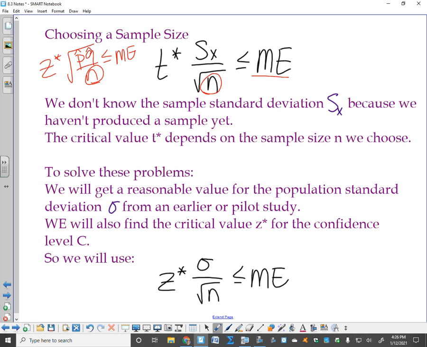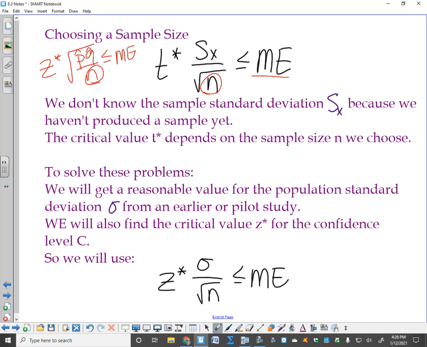We don't know the sample standard deviation because we haven't produced a sample yet. Okay, so let's look at that again. We don't know the sample standard deviation because I don't have a sample size yet. We can't use a T-star because the T-star uses degrees of freedom. Degrees of freedom is little n minus 1, and we don't have little n.